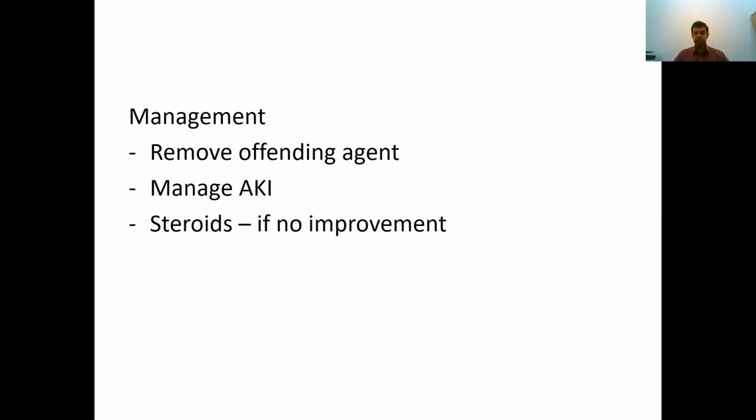There is a place for steroids. If the kidney functions are not improving or rapidly worsening, there is always a place for a short course of steroids, which will reduce the inflammation of the kidneys. And this sometimes will cause improvement in the kidney function and rapid resolution of the acute interstitial nephritis.